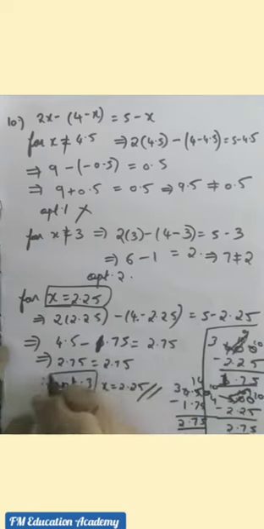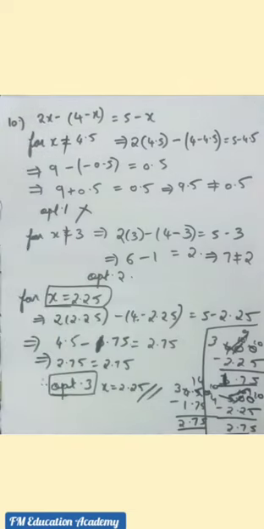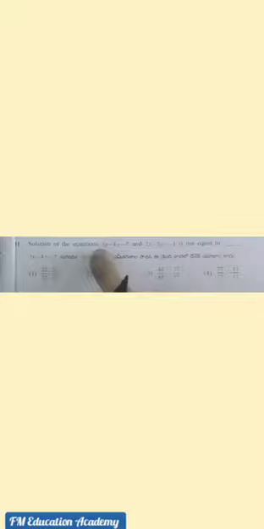So what is the answer here? Option 3 for 10th question. Moving on to 11th question. See the question. Solution of the equations 3x minus 4y is equals to 7 and 2x plus 3y is equals to minus 1 is not equal to.